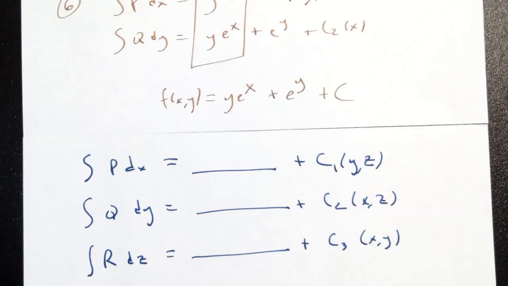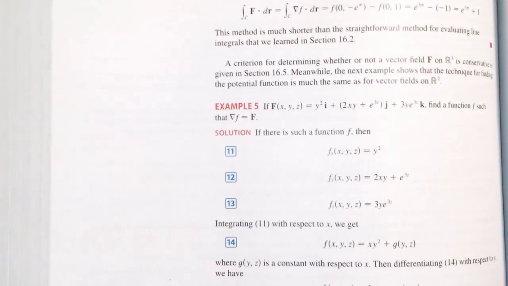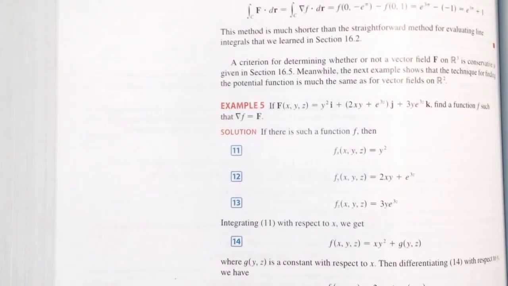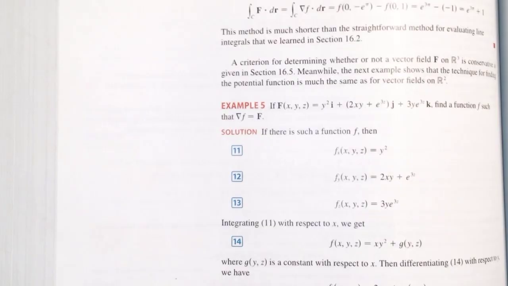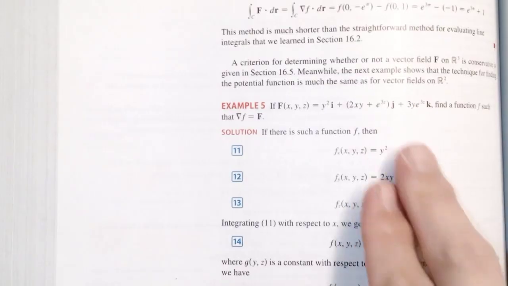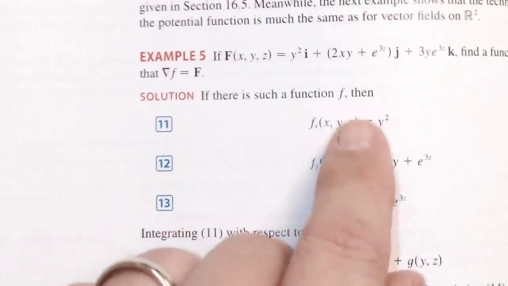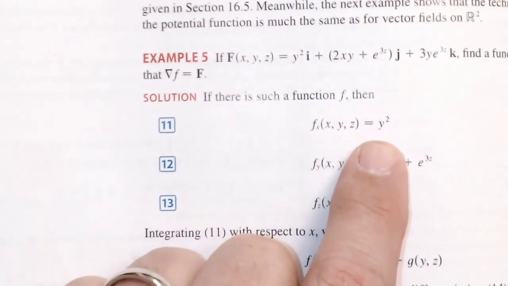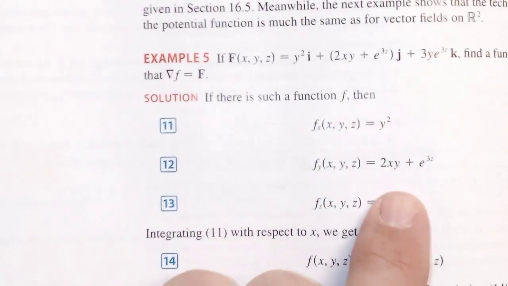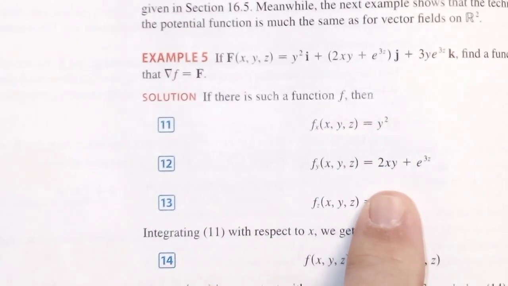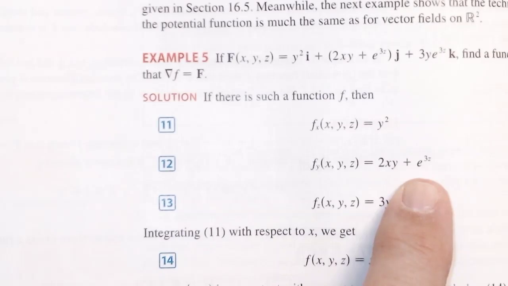So if I go back and look at example 5, here's my vector field. y squared is P. 2xy plus e to the 3z is Q. And R is 3y e to the 3z. So I do the integral with respect to x here, and I get xy squared. I do the integral with respect to y here, and I get xy squared, but then I get y e to the 3z.